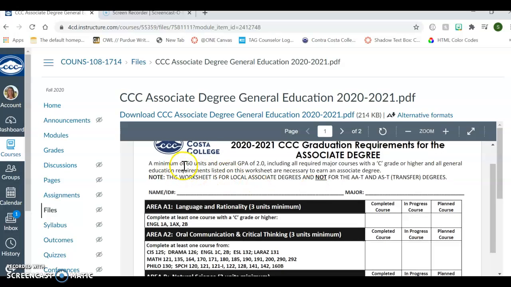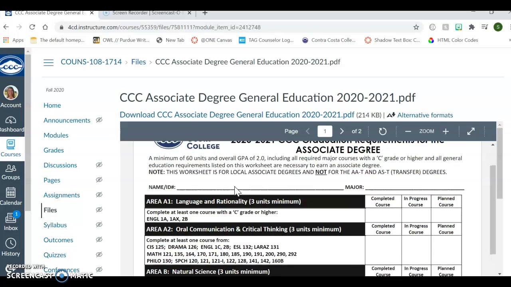As a reminder, every degree requires a total of 60 units. Those units are broken down into three categories. The first category is general education. The second category, courses for your major. And then the third category are electives. Some students don't take electives because between major courses and courses from general education, it covers the full 60.